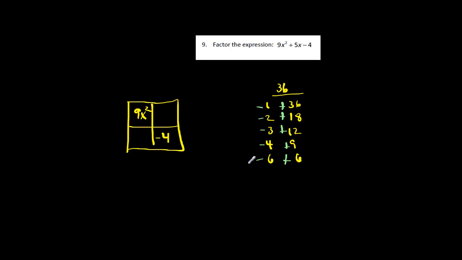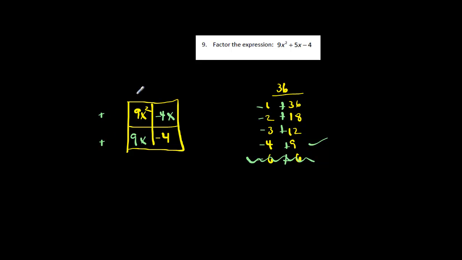So this one over here we already know is not correct because there is a difference. There's a larger and there's a smaller. 6 and 6 are the same. So the one that adds up to positive 5 is this one. So we have negative 4x and positive 9x.